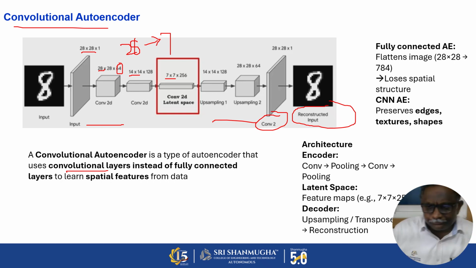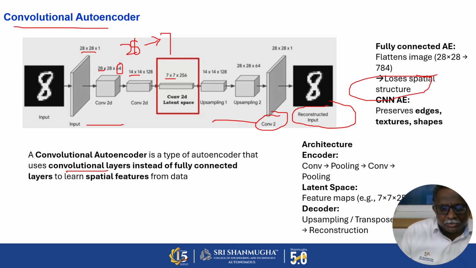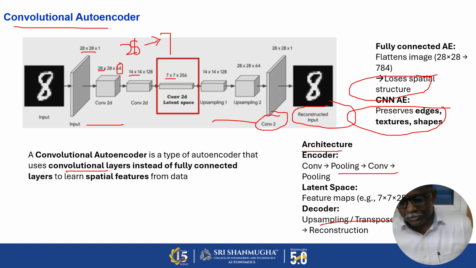As I said, when you work without convolution operations, we lose the spatial information. When you go for the convolutional autoencoder, we end up capturing edges, textures and shapes. This is the feature map that we get in the latent space, 7 by 7 by 256. Then in the decoder, we go for upsampling and transposed convolution operations, and finally we end up with the reconstructed image. So in this architecture, the encoder part has pooling and convolution, and the decoder part has upsampling and transposed convolution operations.